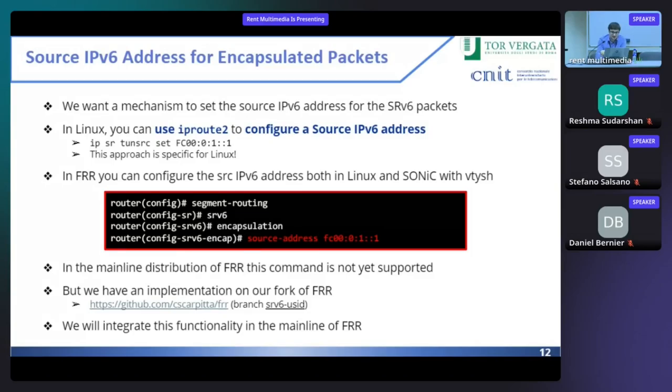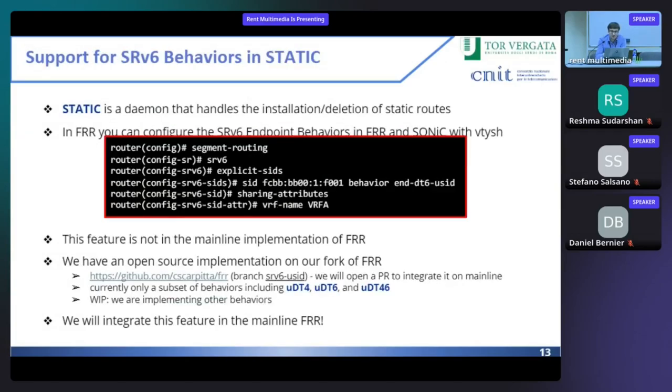Let's move to the next feature, which is the support for static allocation of behaviors. We have a daemon in FRR, which is staticd. This daemon handles the installation and deletion of static routes. We extended this daemon to support the static allocation of the SRv6 endpoint behaviors with a command line shown in this slide. This feature is not yet supported in the mainline distribution of FRR.